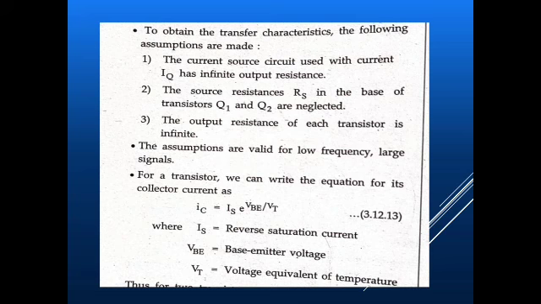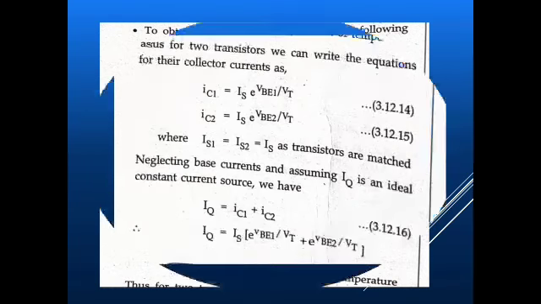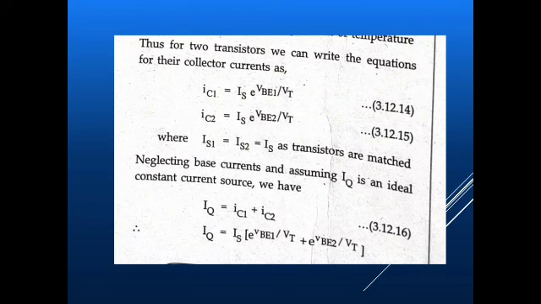For a transistor, we can write this equation for its collector current: IC equal to Is into e power VBE divided by VT, where Is is the reverse saturation current, VBE is the base emitter voltage and VT is the voltage equivalent of temperature. Thus, for two transistors, IC1 is Is into e power VBE1 divided by VT and IC2 equal to Is into e power VBE2 divided by VT, where IS1 equal to IS2 equal to Is.